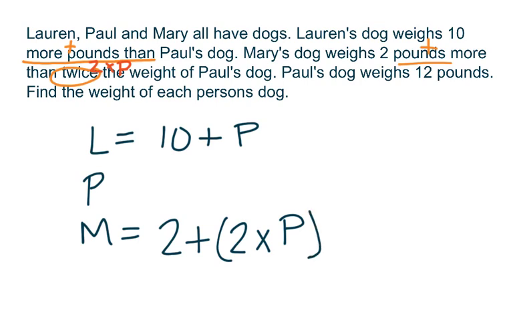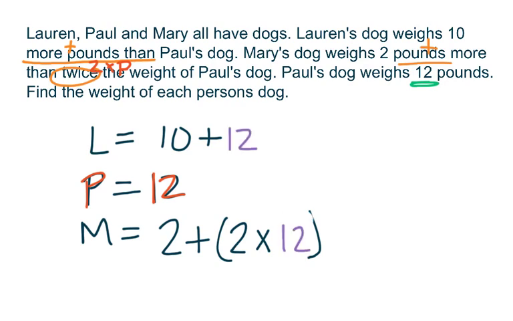And I'm going to put this part in parentheses because that's what I need to solve first. Then our problem says Paul's dog weighs 12 pounds. So Paul is equal to 12 pounds. So now that I have all these equations, and now that I know what Paul's dog weighs, I can go ahead and replace my P, or my variable, in each of these problems with what I know for Paul's dog. So I'm going to replace my P with my 12.